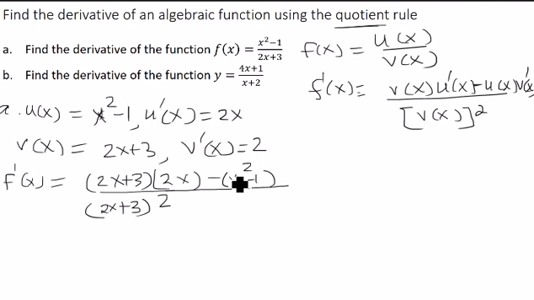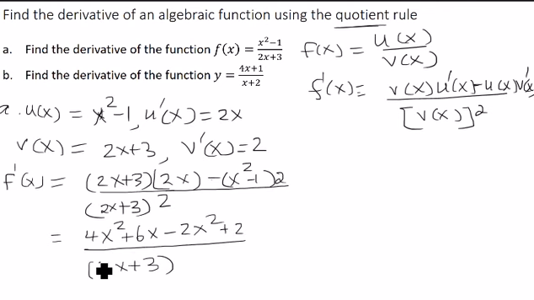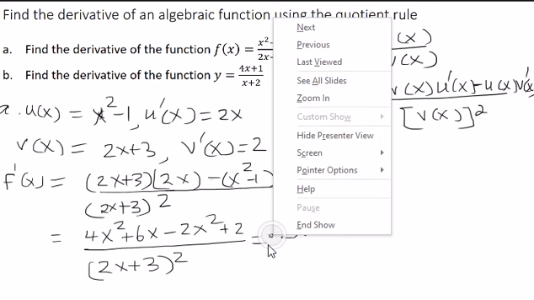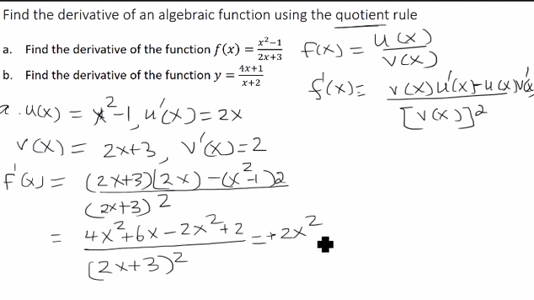So if I simplify this, I'm going to have 2x times 2x, 4x squared, plus 3 times 2, 6x, minus 2 times x squared, and a minus there, so 2x squared, and then minus and minus is a plus, 2 times 1 is 2, divided by 2x plus 3 squared. And if I simplify this a little bit further, oh no, that's 4x squared minus 2x squared, which is a positive 2x squared, so I don't even need that negative sign there. So 2x squared plus 6x plus 2 divided by 2x plus 3 squared. Alright, so that's your answer for the first one.